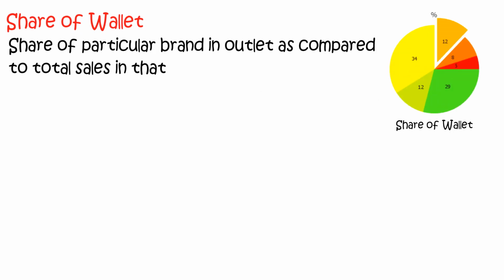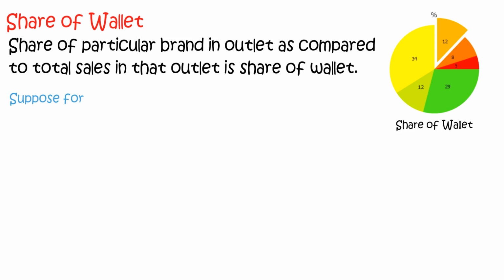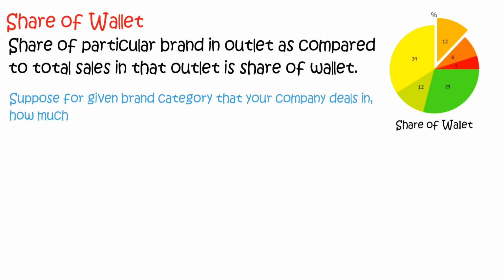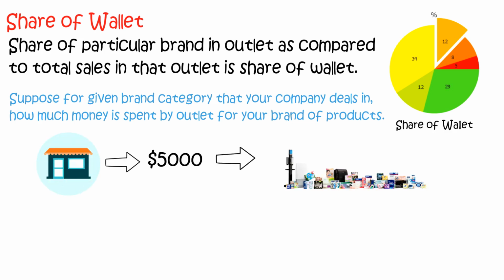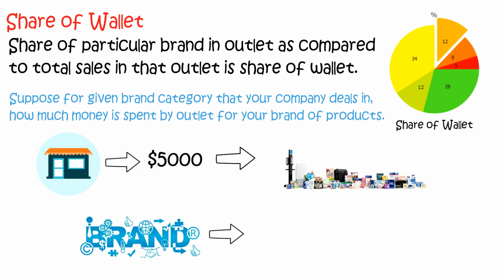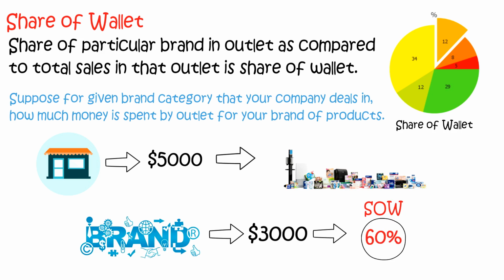Share of wallet. The share of a particular brand in an outlet, as compared to the total sales in that outlet, is share of wallet. Suppose, for a given brand category that your company deals in, how much money is spent by the outlet on your brand of product? So, if an outlet spends $5,000 on different products and out of those $5,000, $3,000 is spent on your brand, then your share of wallet is 60%.